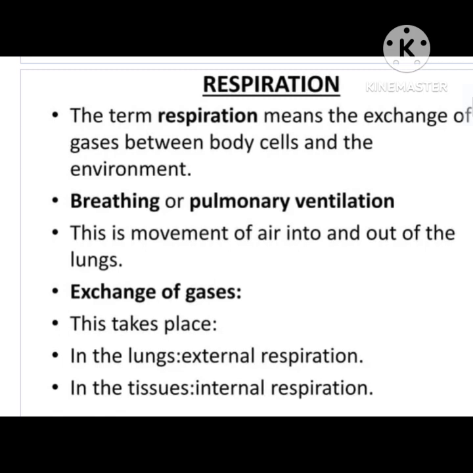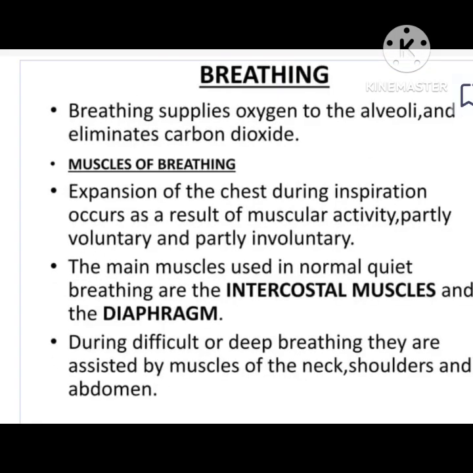So respiration: the term respiration means exchange of gases between body cells and the environment. So this is the definition of respiration. The exchange of gases takes place through external and internal respiration. So there are two types of respiration, external and internal, which we have discussed.